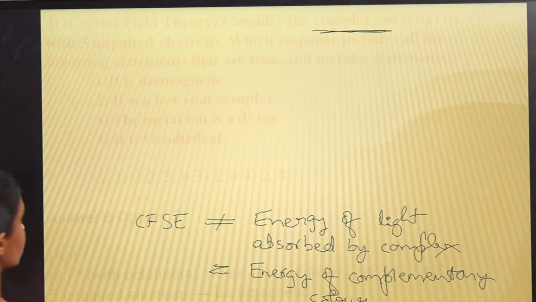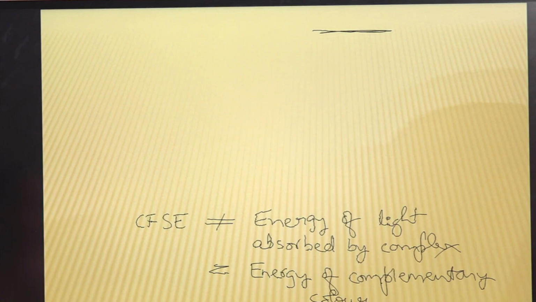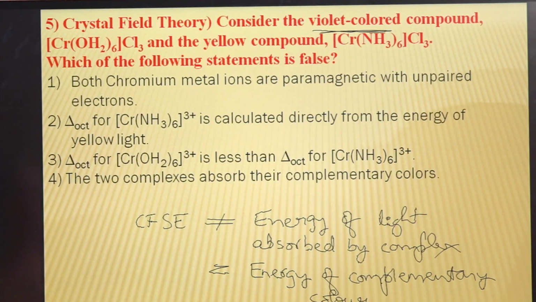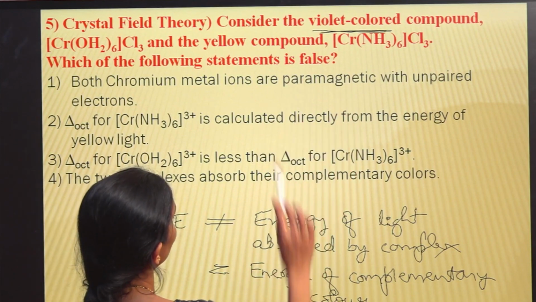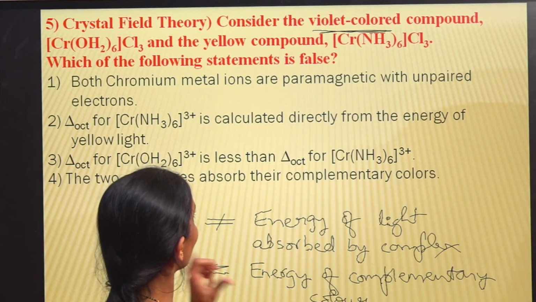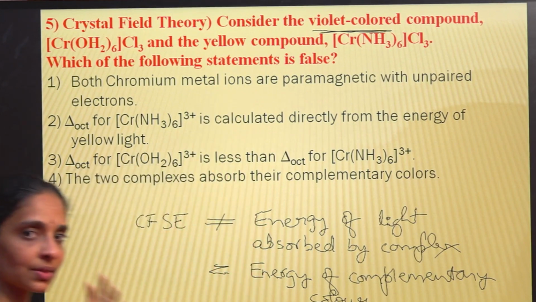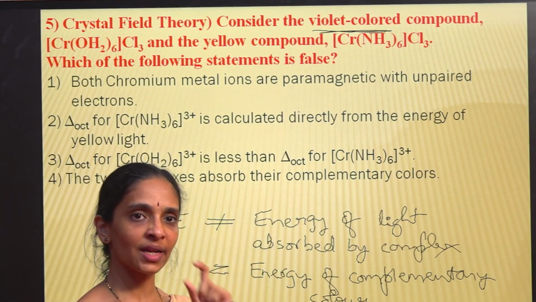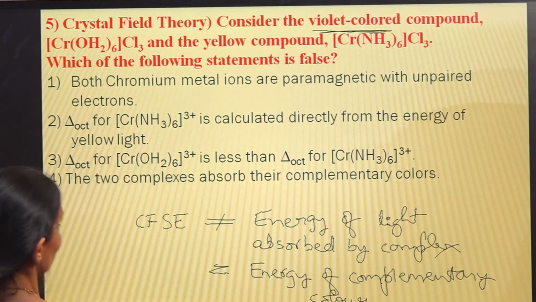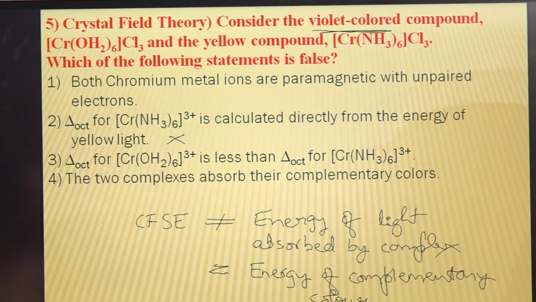Instead, it has to be calculated from which colored light? Violet. Okay, yellow's complementary, that is violet. So CFSE will be the energy of violet colored light. Okay, so with that, this particular statement becomes wrong.